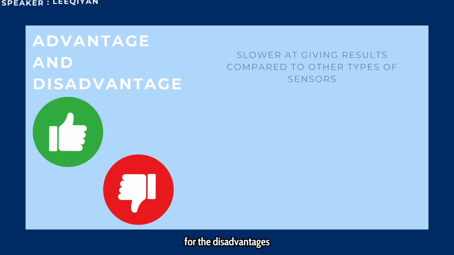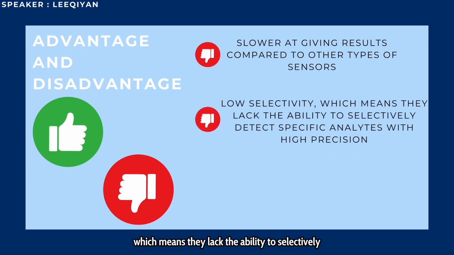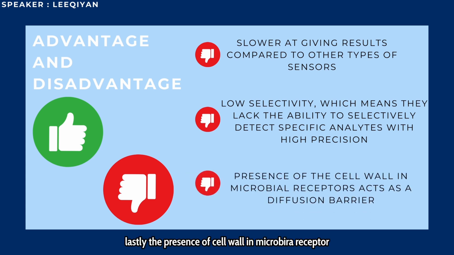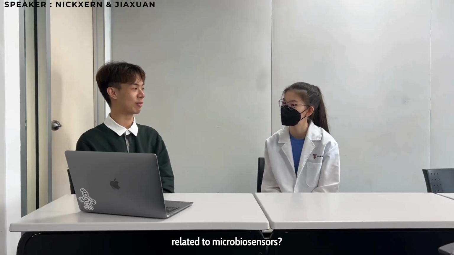For the disadvantages, they can be slower at giving results compared to other type of sensors. They also have low selectivity, which means they lack the ability to selectively detect specific analytes with high precision. Lastly, the presence of cell wall in microbial receptor acts as a diffusion barrier, making it harder for the sensor to work efficiently. Is there any latest issue related to microbial sensor?